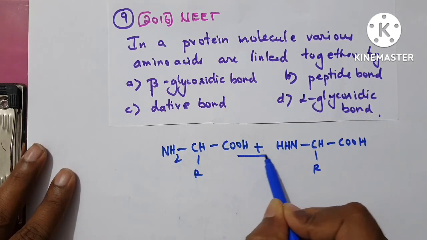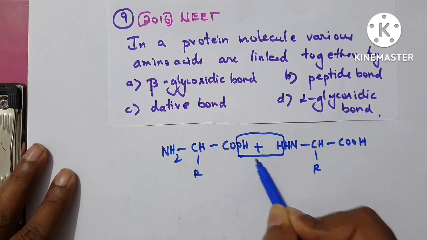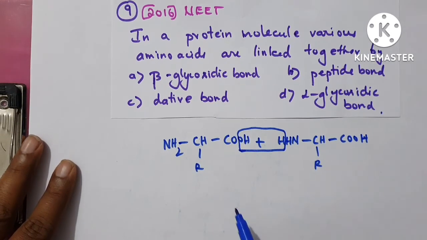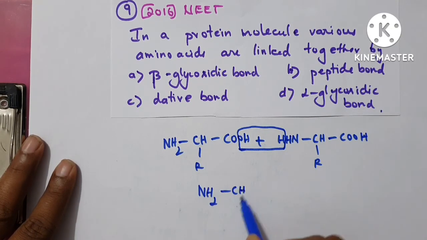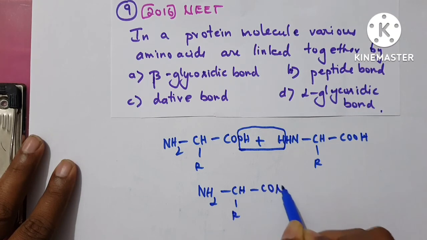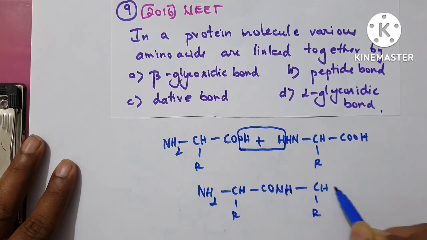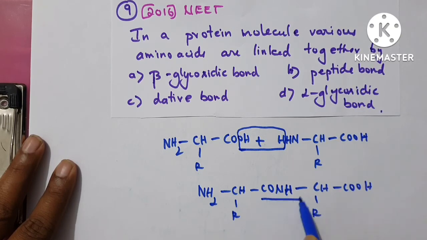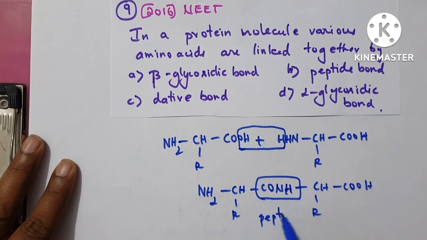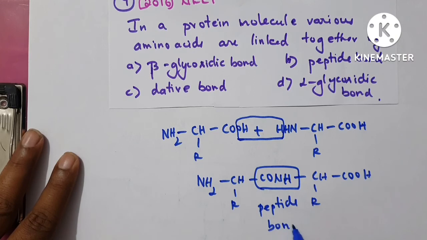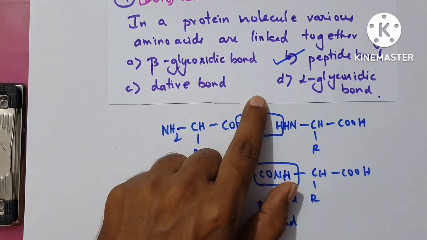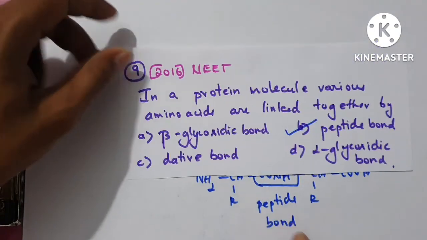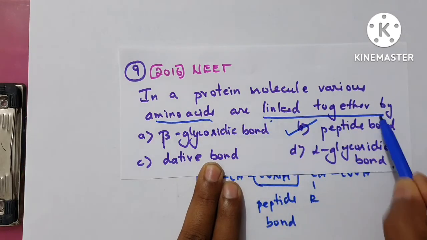In these two amino acids, H2O is eliminated, that is, a water molecule is removed, and a bond is formed between these two amino acids. And what bond is that? It is known as the CONH bond. The CONH bond between two amino acids is known as a peptide bond. Therefore, the peptide bond is in option B. Therefore, option B is the correct answer, because of which the amino acids are linked together.